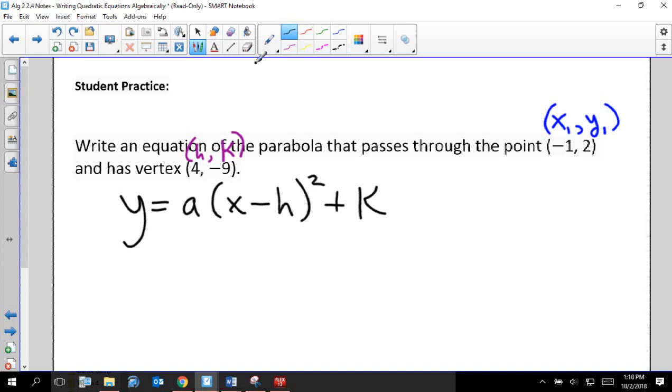So put in your vertex. I wrote the vertex form on the board if you forgot it, and you don't want to keep flipping back and forth. Remember, when we write the final answer, just put in A, H, and K. You'll still have y and x.